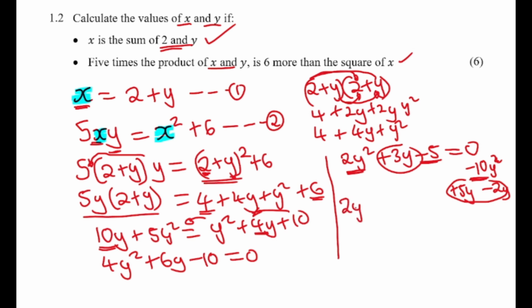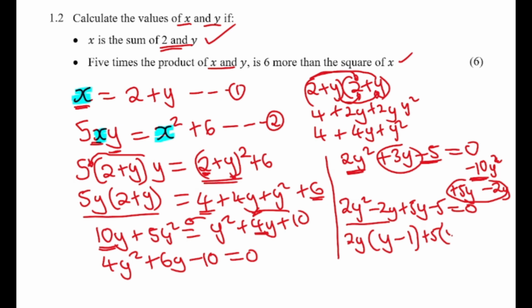And then say 2y squared, and then minus 2y plus 5y minus 5 is equal to 0. Then we can factorize by grouping in pairs. The first pair, we can factor out 2y. It's going to be 2y outside the bracket, and then get y minus 1. Then factor out positive 5 here, and then get y minus 1 is equal to 0.